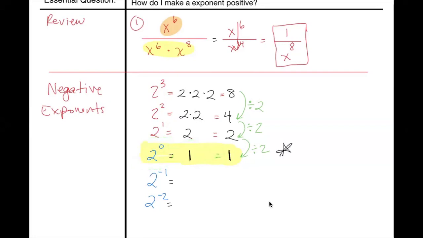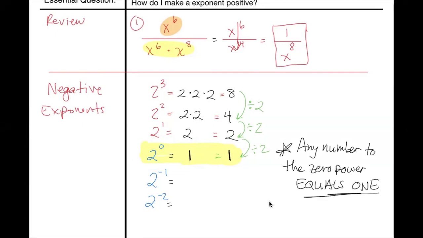So let's write that down. Any number to the 0 power equals 1. Any number to the 0 power equals 1. That means 10 to the 0 equals 1. That means 53 to the 0 power equals 1. That means 271 to the 0 power equals 1. Any number to the 0 power equals 1. So 2 to the 0 is 1.